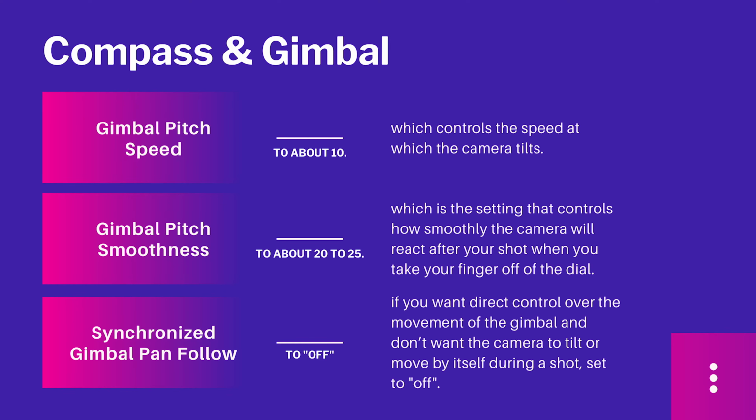If you want direct control over the movement of the gimbal and don't want the camera to tilt or move by itself during a shot, you'll want to go into those settings and switch synchronized gimbal pan follow to off.